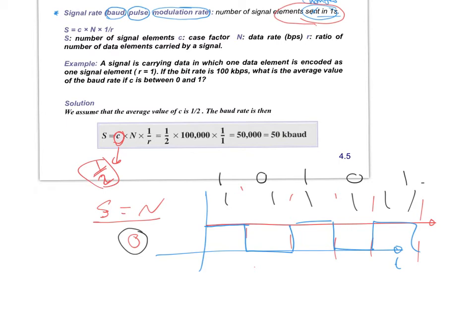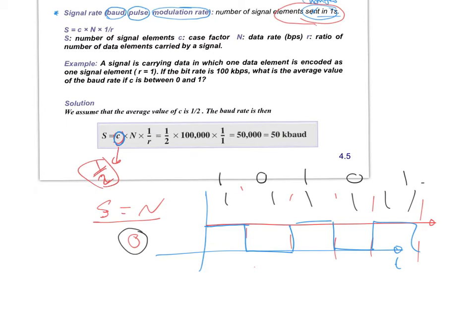So what is the probability of having all ones? What is the probability of having all zeros? What is the probability of having ones and zeros and so on? All of this is actually summarized in the case factor. The case factor here represents the statistical pattern of the digital bits, and in many cases it's half.